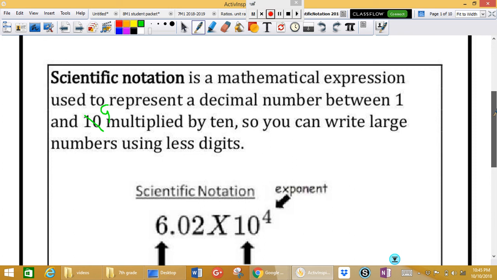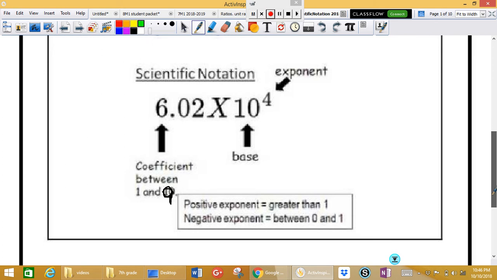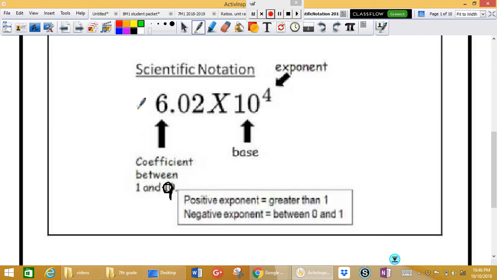So what I have is, this is your coefficient between 1 and 9. A positive exponent is a number greater than 1, and a negative exponent is a number between 0 and 1. And the negative or positive sign of the leading term has nothing to do with the exponent. The exponent is representing the place value. So the tens, the hundreds, the thousands, and it could represent the tenths, the hundredths, 10,000ths, etc. Next page.